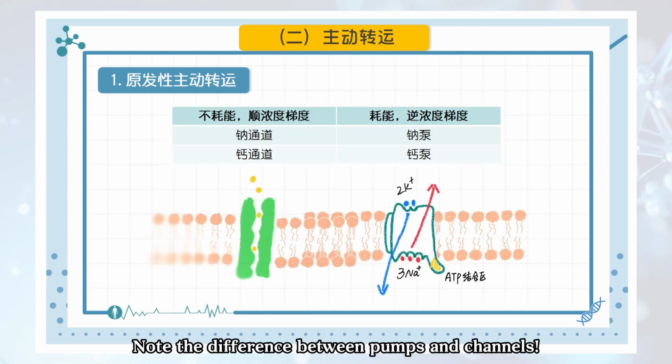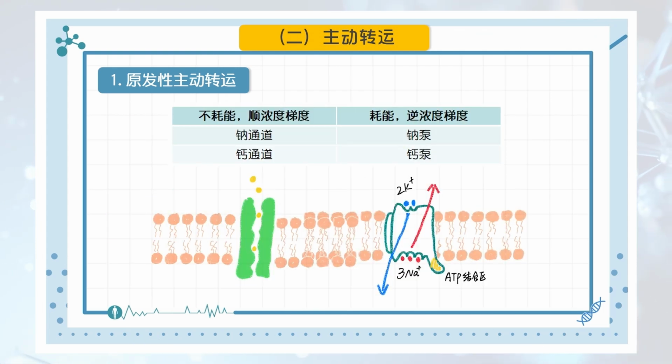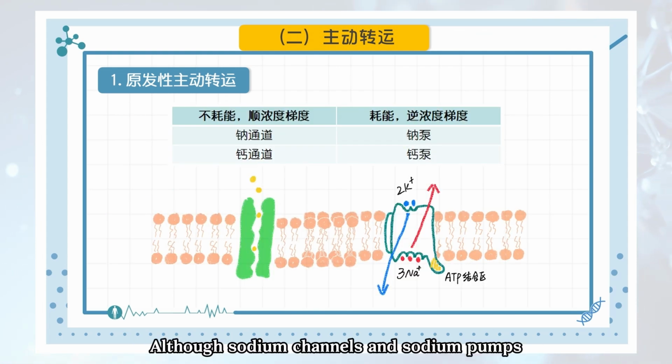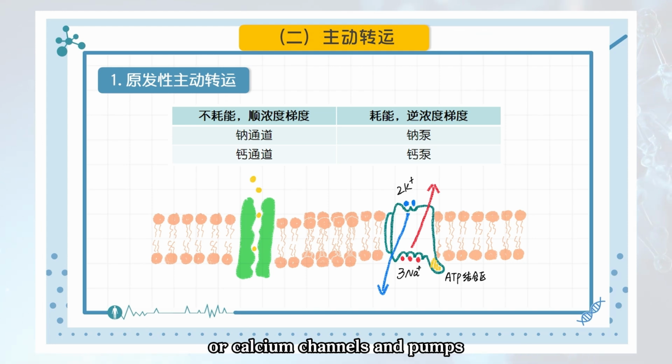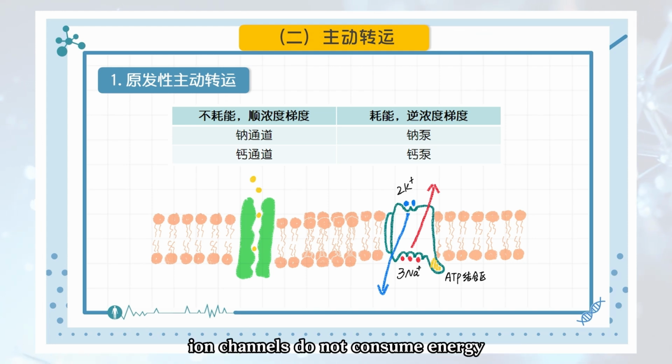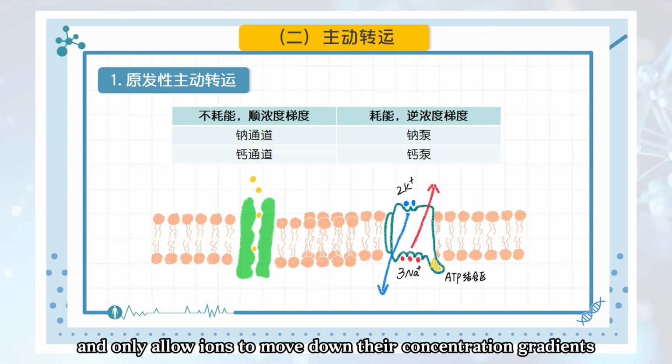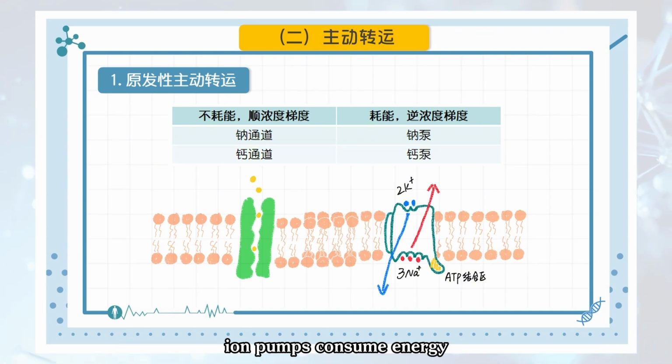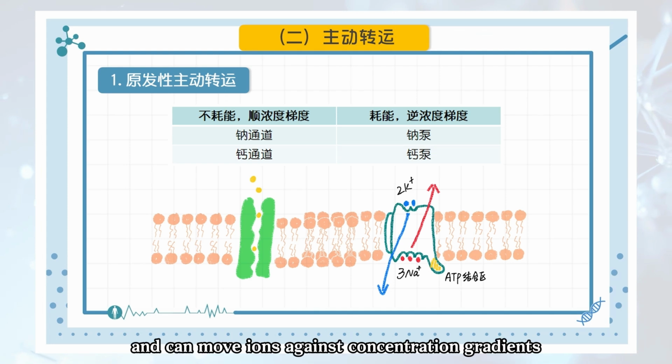Note the difference between pumps and channels. Although sodium channels and sodium pumps, or calcium channels and pumps, transport the same ion types, ion channels do not consume energy and only allow ions to move down their concentration gradients. Ion pumps consume energy and can move ions against concentration gradients.